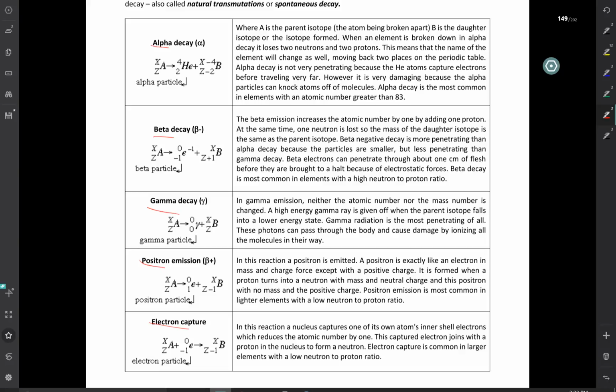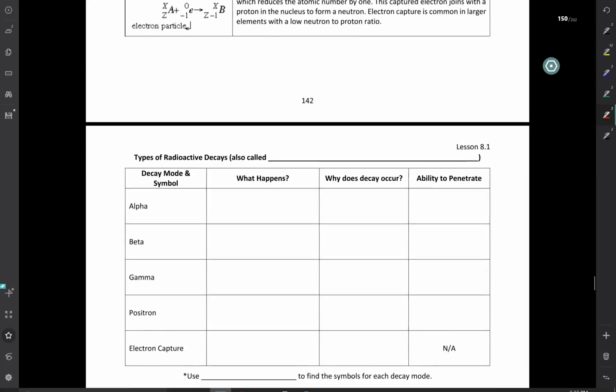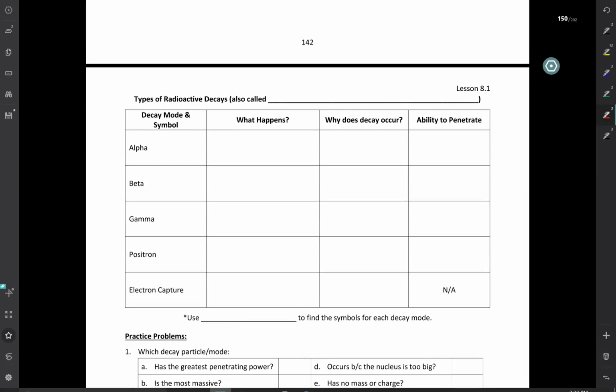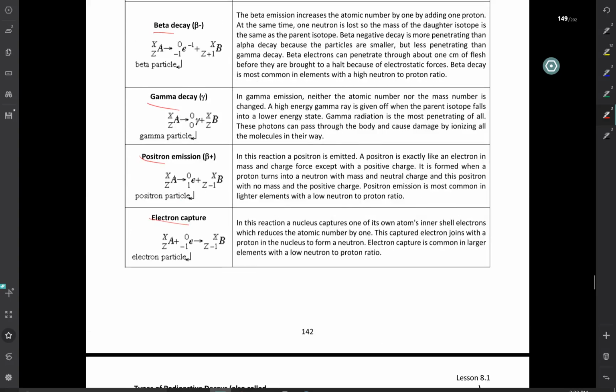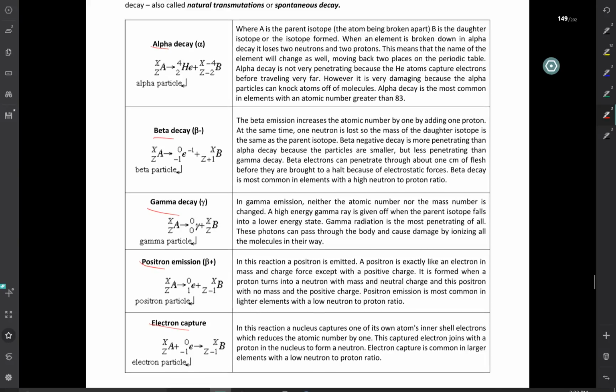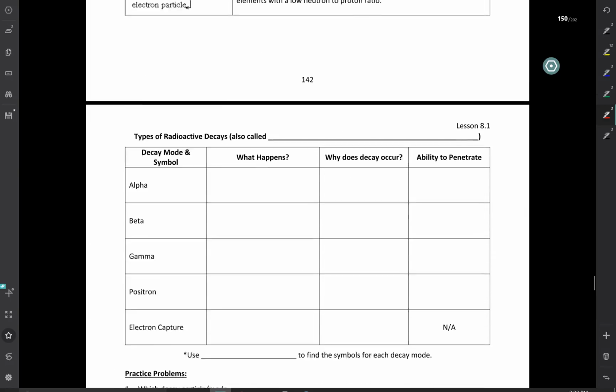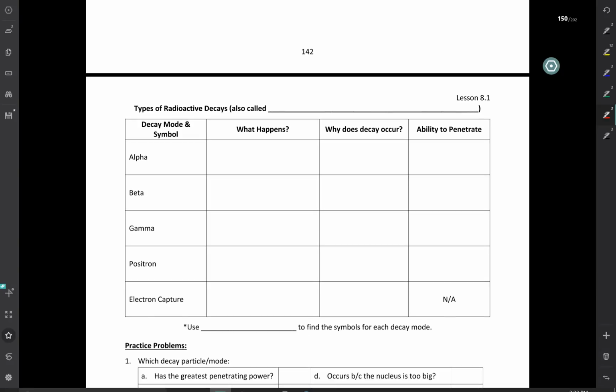So I'm not going to read this to you. You're more than capable of doing that. And on the next page, we have this table kind of summarizing what's happening with our different decay modes. So if you haven't done so already, why don't you pause the video, read over the page in your workbook where you've got information about the different decay modes, and we'll kind of walk through this table together to summarize.